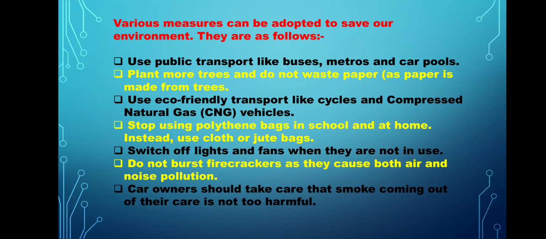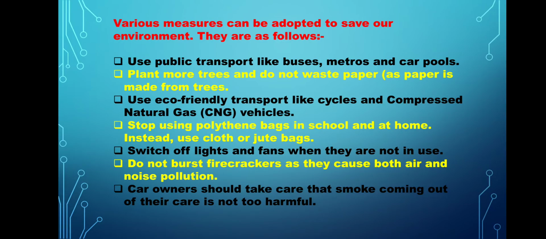Various measures can be adopted to save our environment. They are as follows. Now we should adopt various measures so that we can save the environment. Let's see what they are. Number 1, use public transport like buses, metros and carpools. Why? Because if everybody is going in private cars, the pollution rate, the emission of smoke, will be much more. So it is better to use public transport like buses, metros, carpools instead of private transport.